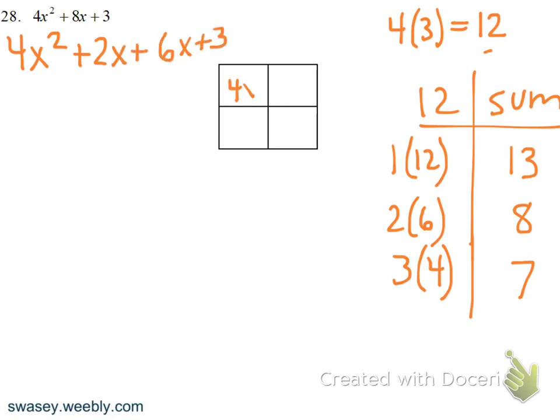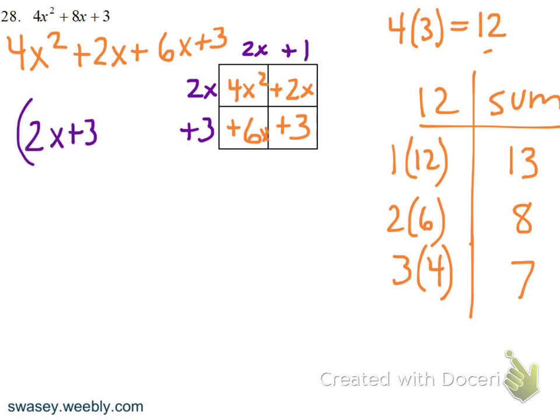Fill in your box. Greatest common factor of the top row is 2x. Greatest common factor of the bottom row is 3. 4x squared divided by 2x is 2x. 6x divided by 3 is 2x as well. 2x divided by 2x is 1. 3 divided by 3 is 1. So 2 factors, 2x plus 3, 2x plus 1.